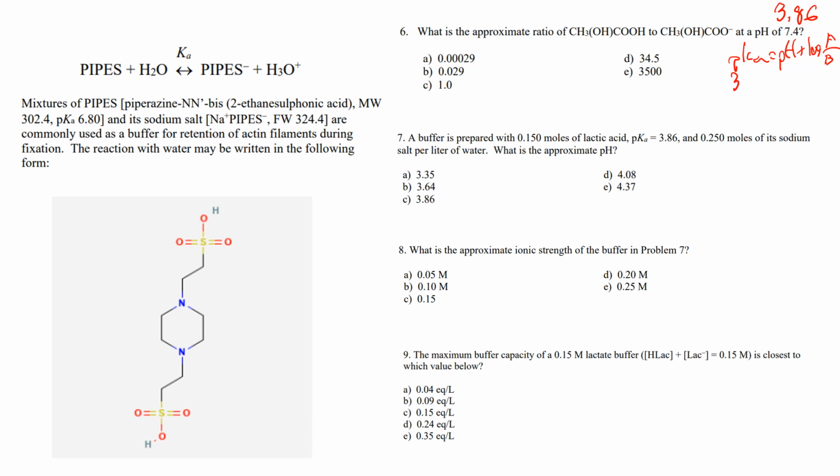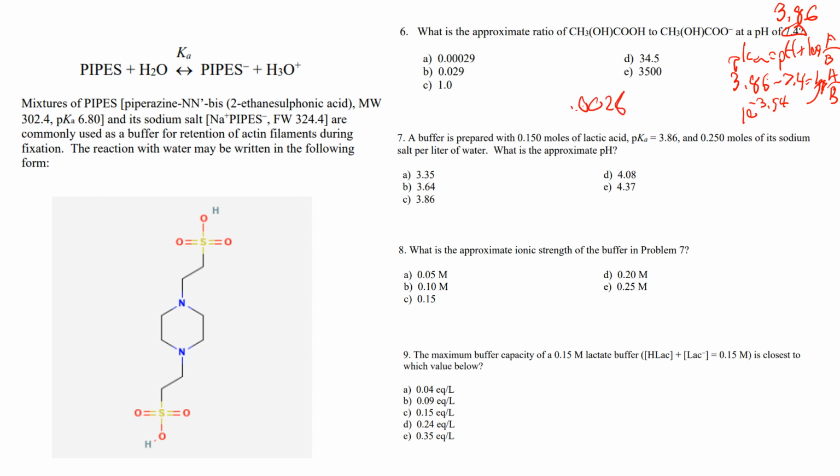So it's just 3.86 minus our log, which is 7.4. And this is me rearranging the equation slightly because we're going to have to do this anyways. Log A over B. We do 3.86 minus 7.4. We get negative 3.54. In order to get rid of this log on the side, we have to raise everything to the 10. So 10 to the negative 3.64.